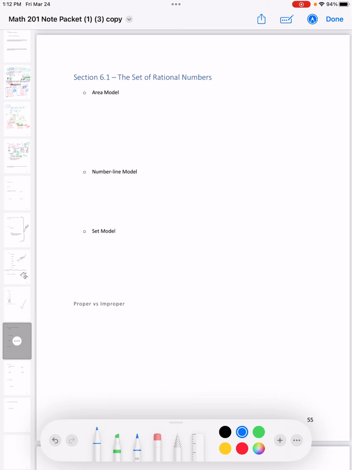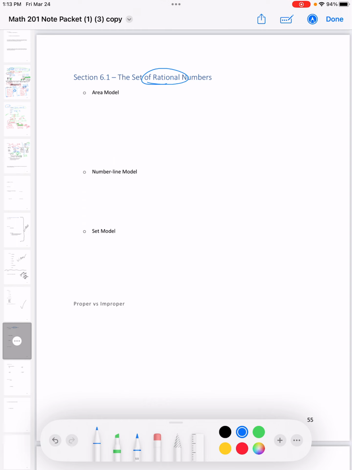It's time to work with everyone's favorite numbers. We are going to be working with fractions. I know everyone just thinks fractions are the best. The rational numbers are our fractions. They're any number that can be written as a fraction.